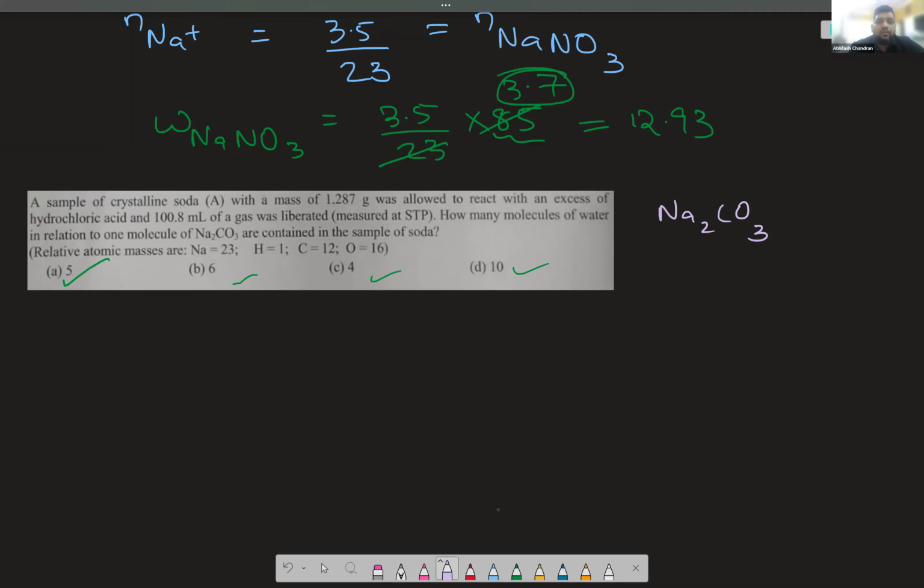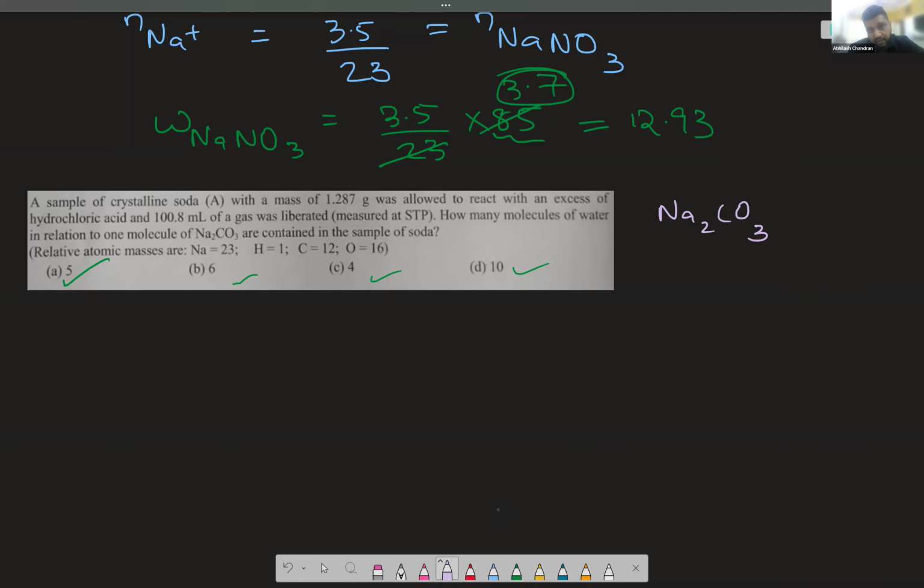With this much mass, it was allowed to react with an excess of hydrochloric acid, and excess of hydrochloric acid means that whatever is the amount of Na2CO3 we have, that is the limiting reagent. So that is going to decide how much of the reaction is going to take place. HCl we have in surplus. And 100.8 ml of a gas was liberated, measured at STP. Okay. Fine. How many molecules of water in relation to one molecule of Na2CO3 are contained in the sample of soda?